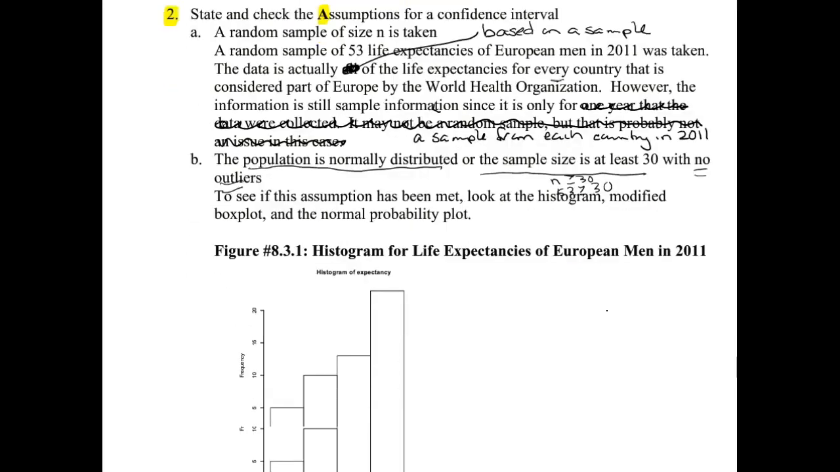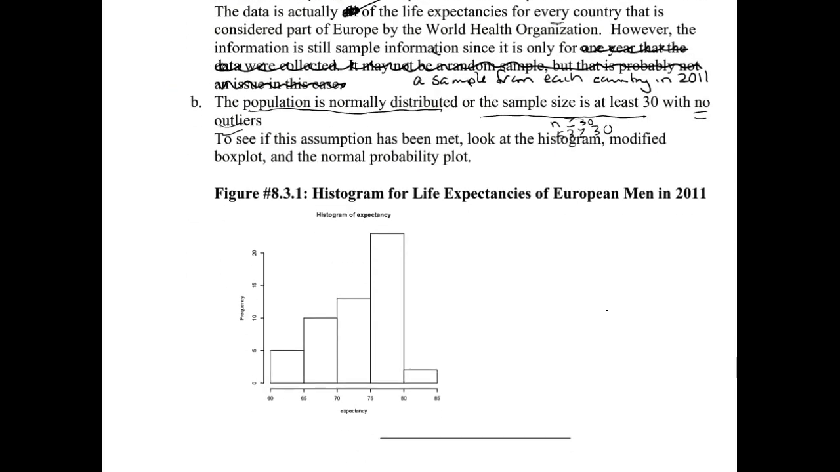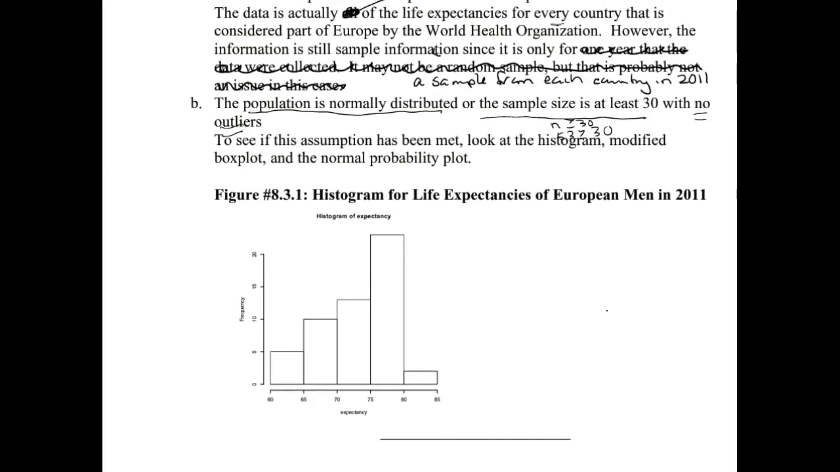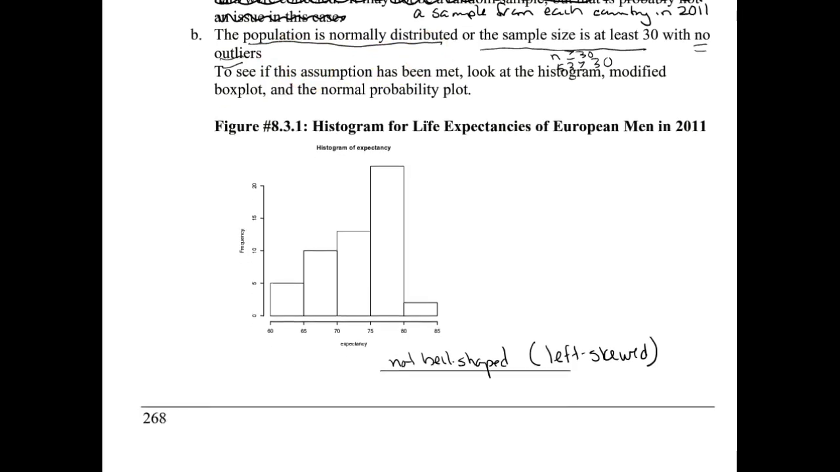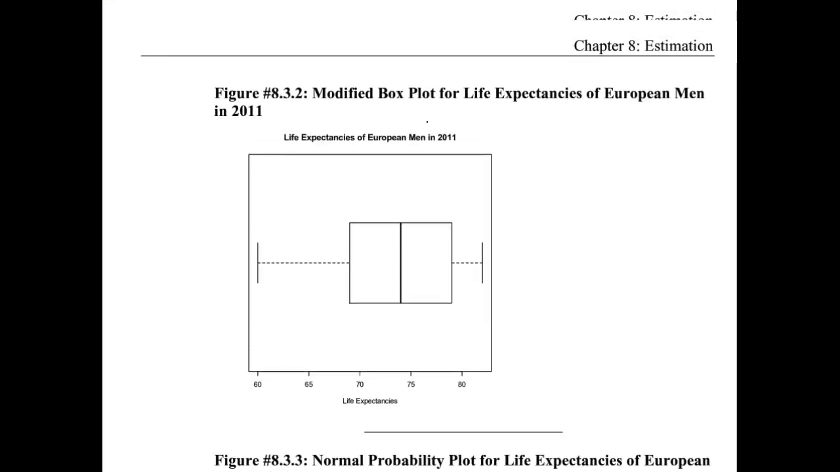All right, so if we were to look at the histogram for life expectancies of the numbers that we were given here, this is not very bell-shaped. It's kind of skewed. We've got a longer tail off to the left, so left skewed. But again, this is an or statement, so it looks like the population might not be normally distributed, but we do have a sample size of at least 30. So let's check the other couple graphs we have here.